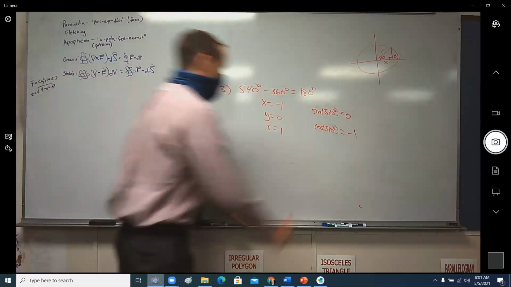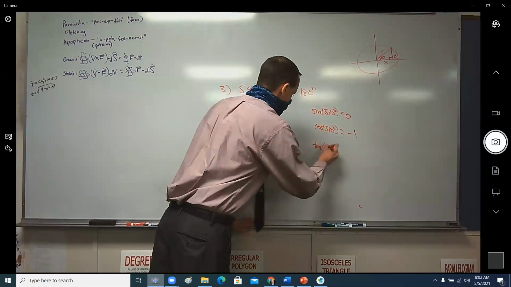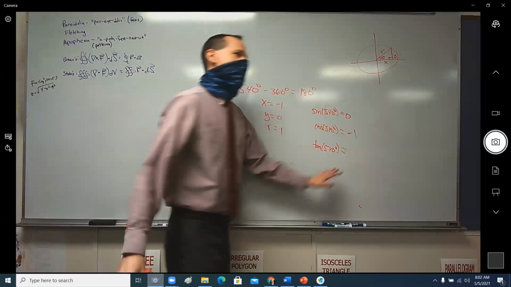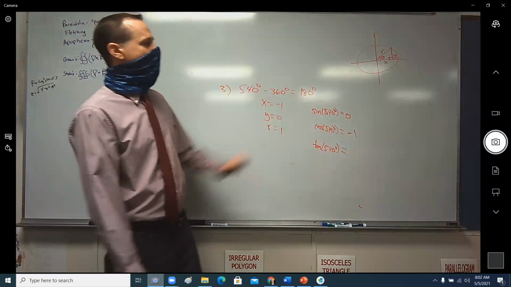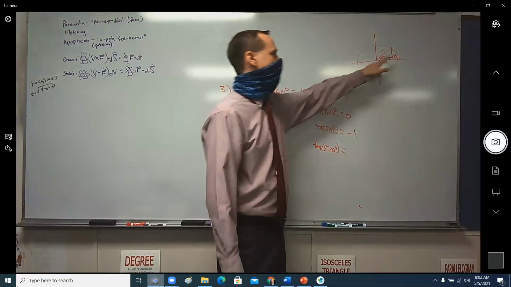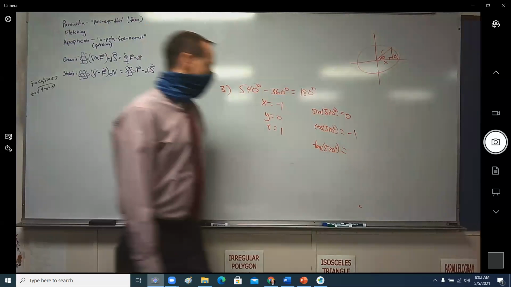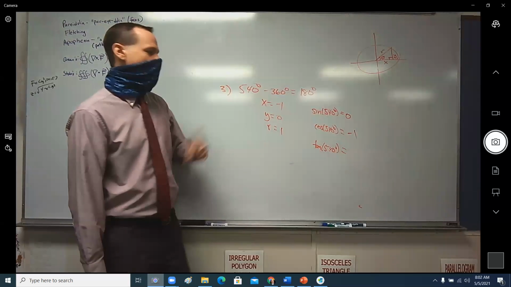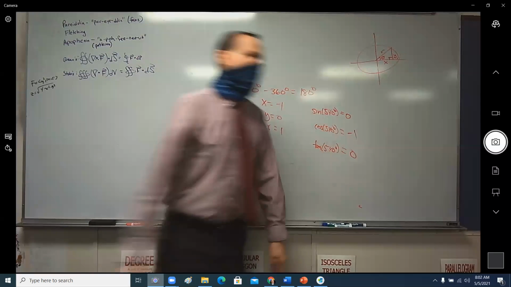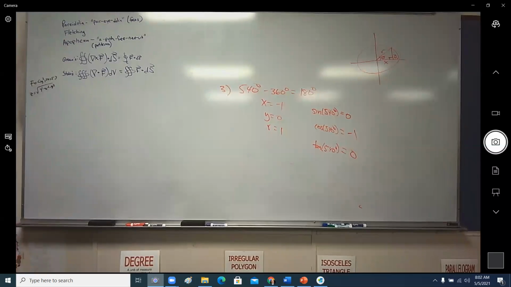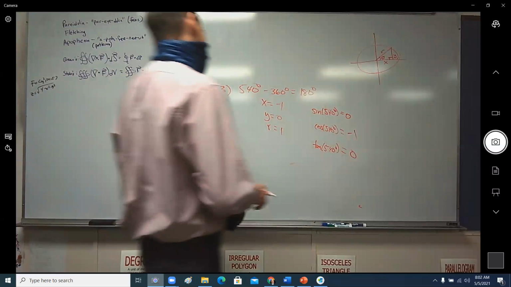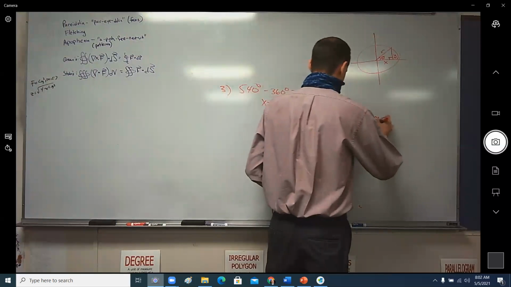And tangent, let's see what tangent would be. Tangent of an angle is always opposite over adjacent. My cheat sheet says that's y over x. So I'd have a 0 over a -1, which again would be 0. So that's nice. Now, this is very important, especially going to the graphing stuff very soon.